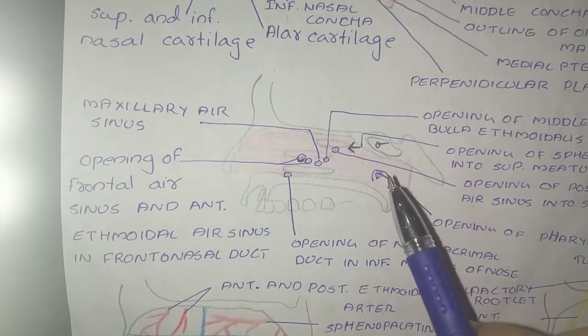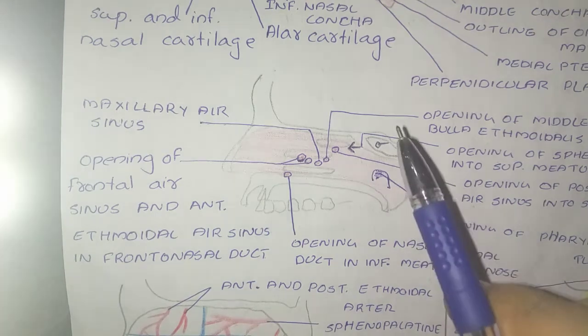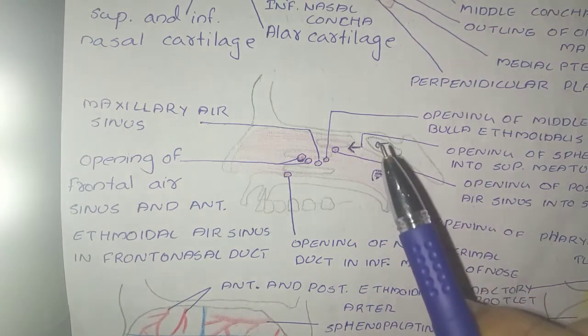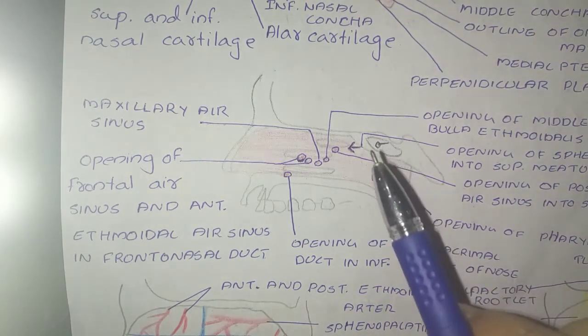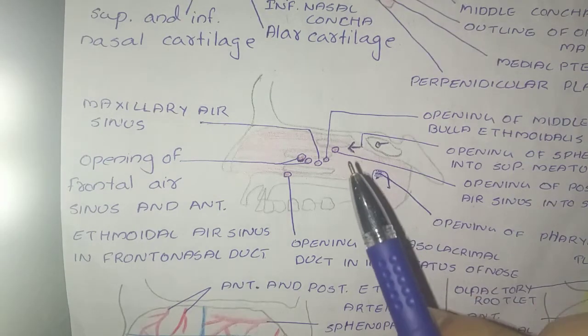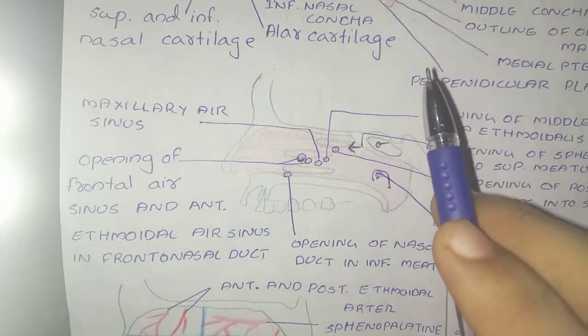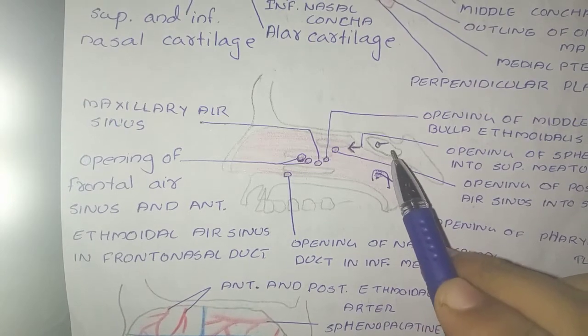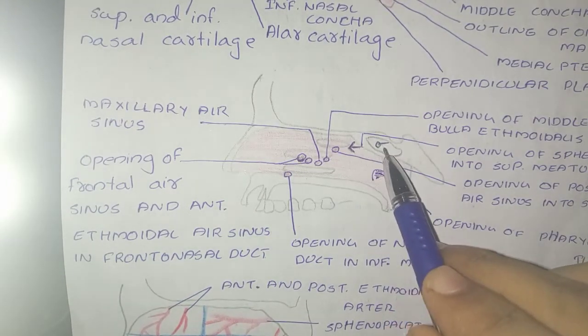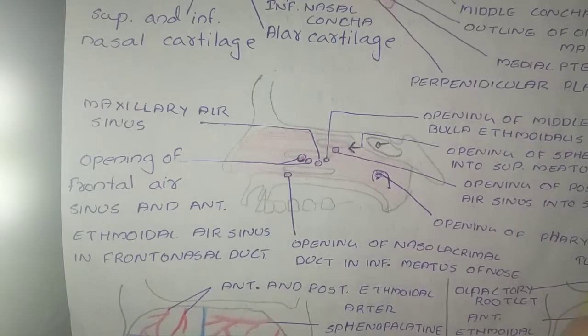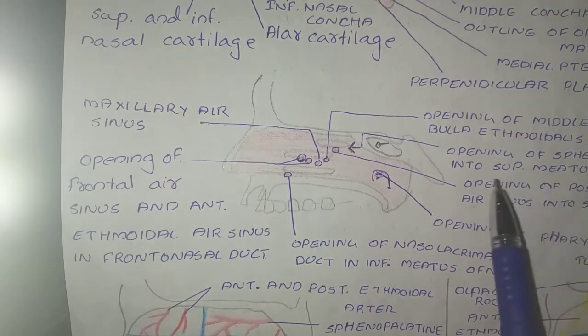And now we can see the sphenoethmoidal recess. This is a triangular fossa just above the superior concha, and it receives the opening of the sphenoidal air sinus, which we can see here. And this is the opening. This is the opening of the sphenoidal air sinus into the superior meatus of the nose.